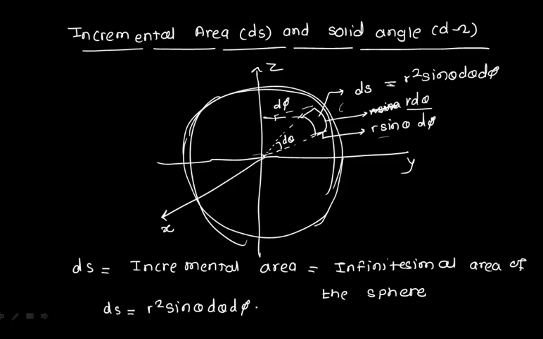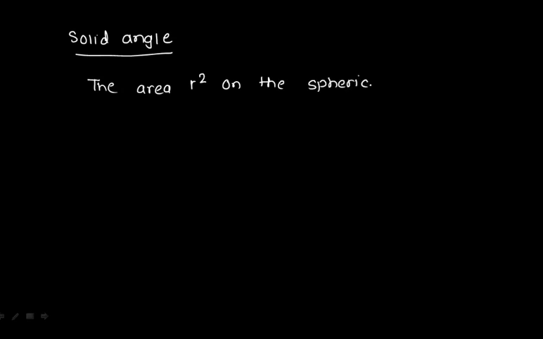Now we'll talk about the solid angle. How are you going to define a solid angle? The definition of the solid angle we have already seen. From the definition, the area r² on the spherical surface subtends a solid angle of 1 steradian.